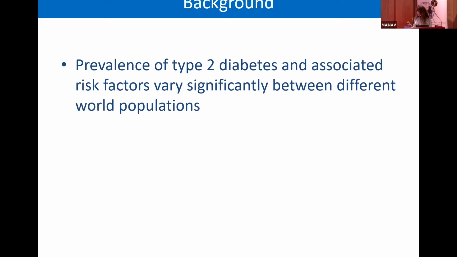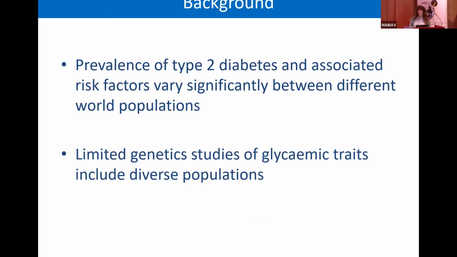Now, type 2 diabetes itself is quite variable among populations across the world, and its underlying risk factors also vary in their prevalence across the world. Having said that, as for most other complex traits, we've been rather limited in our ability to conduct genetic studies of diabetes and related traits in very diverse populations.